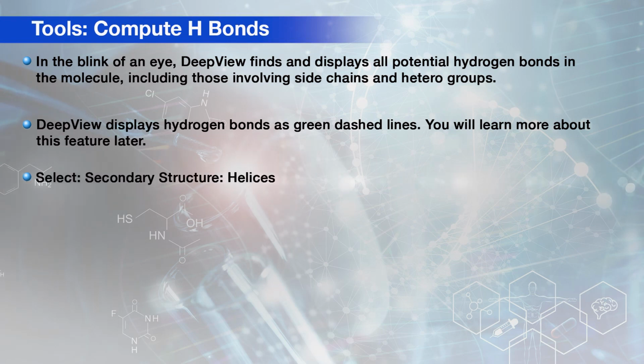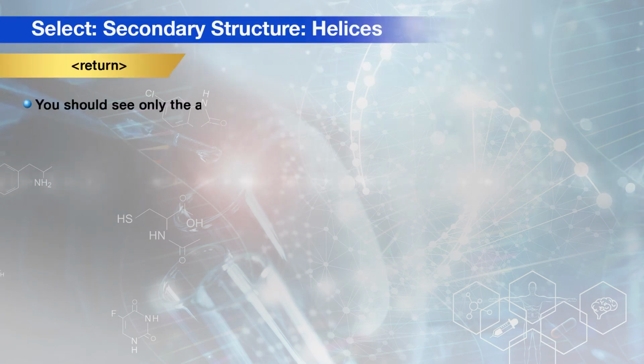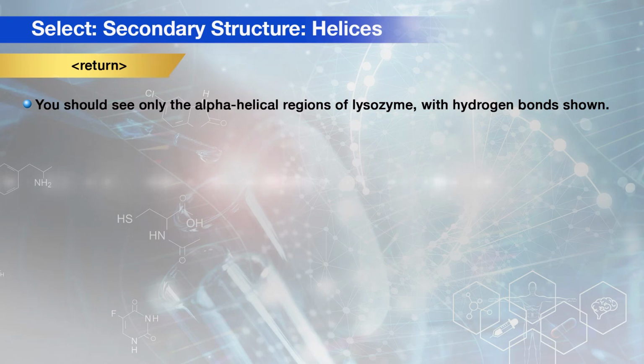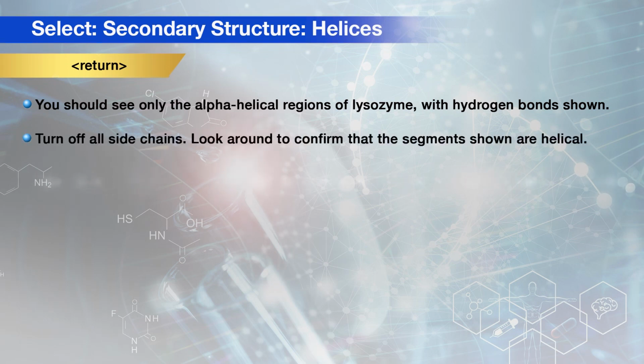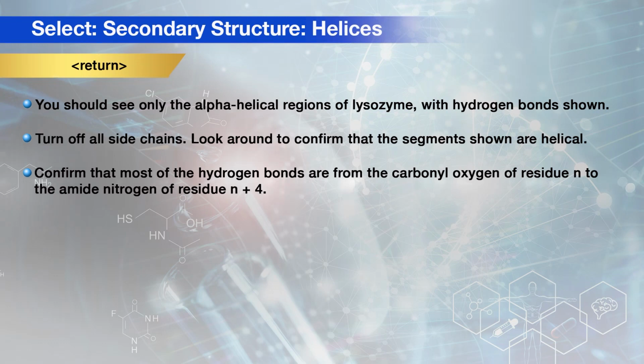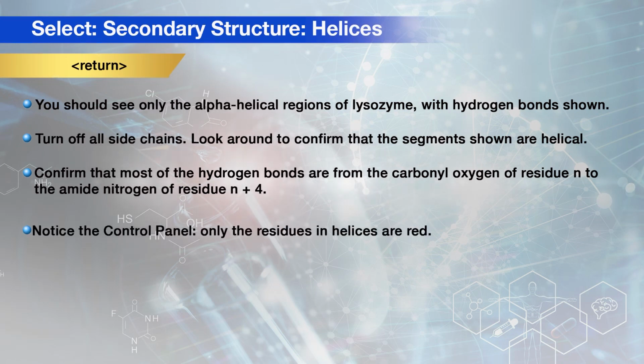Select secondary structure, helix, return. You should see only the alpha helical regions of lysozyme with hydrogen bonds shown. Turn off all side chains. Look around to confirm that the segments shown are helical. Confirm that most of the hydrogen bonds are from the carbonyl oxygen of residue N to the amide nitrogen of residue N plus 4.